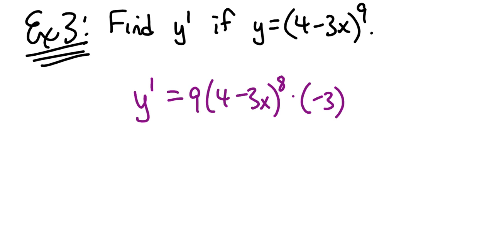Did you do something like that? The outside piece raises things to the 9th power. How do we take the derivative of such a function? It's 9 times the thing to the 8th, and then times the derivative of the inside piece. This is the derivative of u to the 9th. This is the derivative of 4 minus 3x.